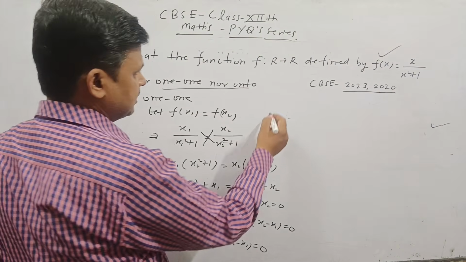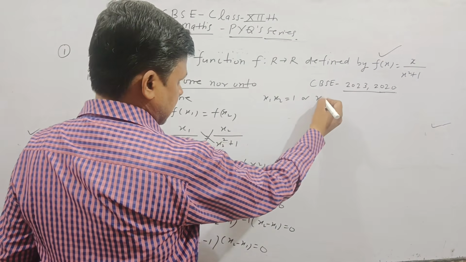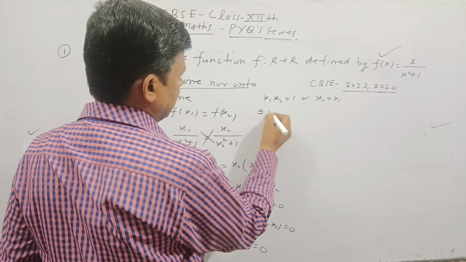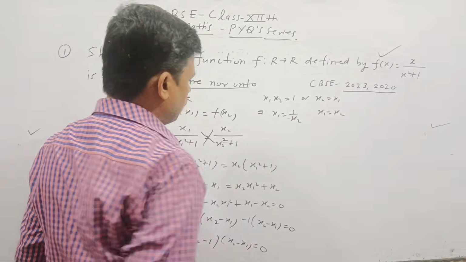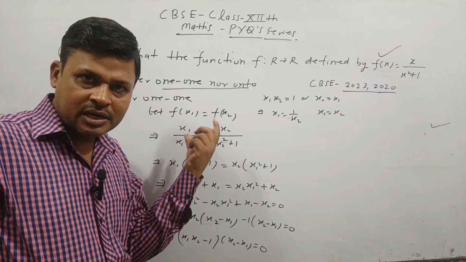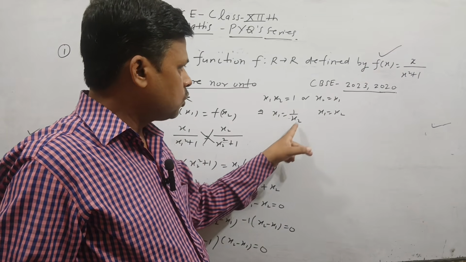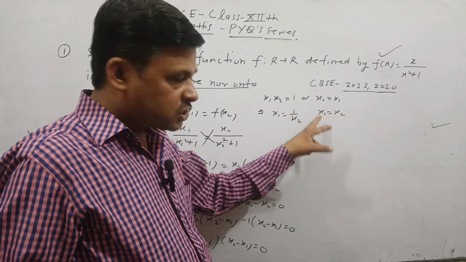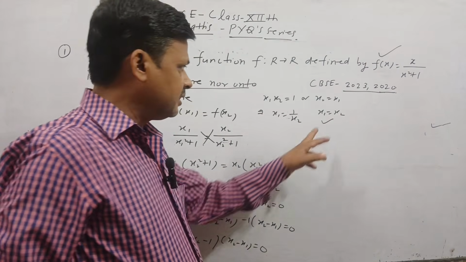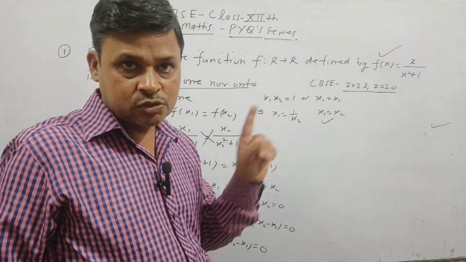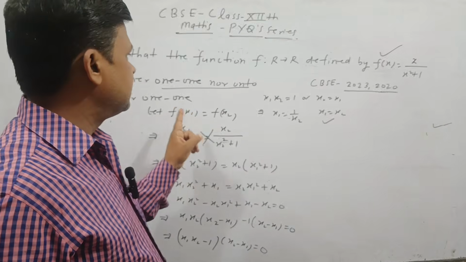So in this way you can say that either x1 x2 is equal to 1 or x2 is equal to x1. In this way you get that x1 is equal to 1 by x2 or x1 is equal to x2. So we have considered that f(x1) is equal to f(x2), but we are getting two situations here, that x1 is equal to 1 by x2 and x1 is equal to x2. These are the two conditions here. We are not getting alone the condition that x1 is equal to x2. That's why this function is not 1-1. This function is definitely not 1-1.